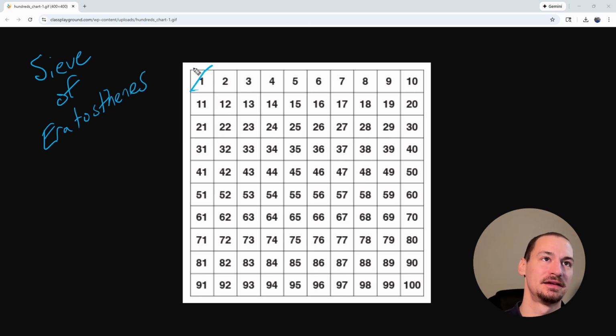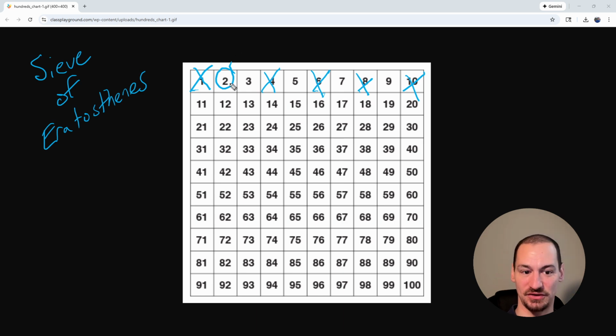Then the next thing we're going to do is circle 2, and then we're going to cross off every multiple of 2. So cross off 4, cross off 6, cross off 8, cross off 10. And maybe you can see why we had to cross off 1 here. Because if we circled 1 and then crossed off every multiple of 1, then 1 would have been the only number that we circled.